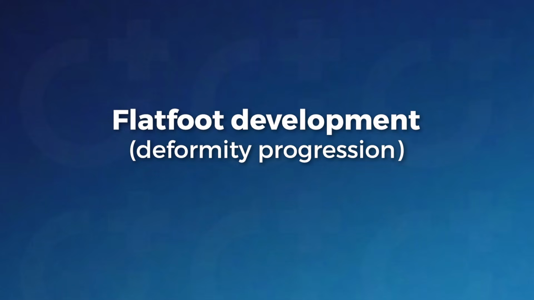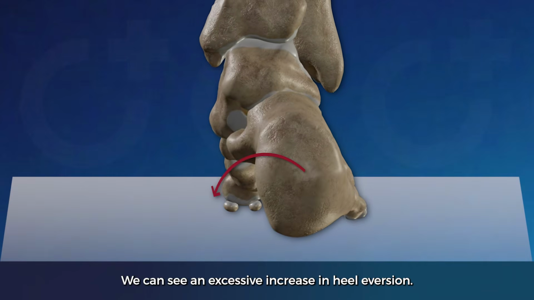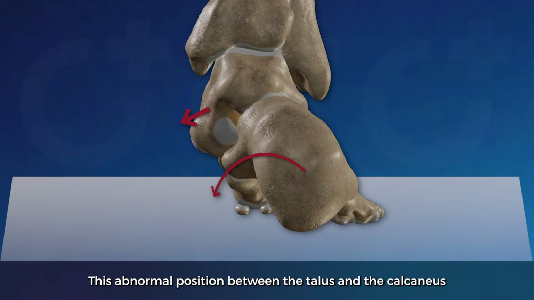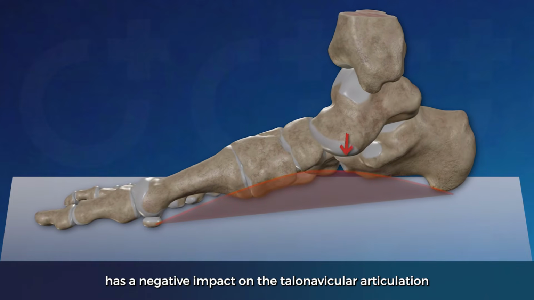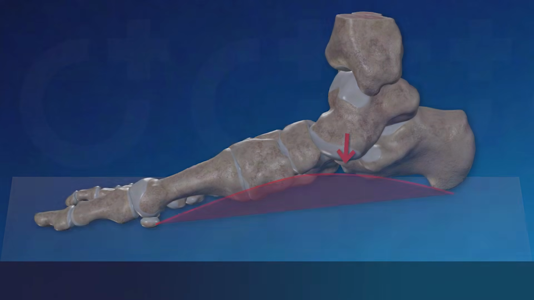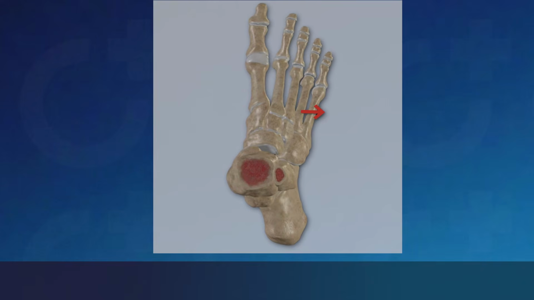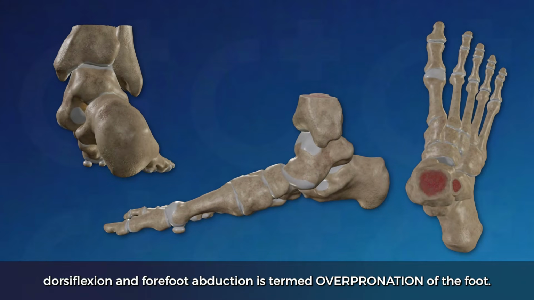Flatfoot development, deformity progression. We can see an excessive increase in heel eversion. It's accompanied by gradual plantar flexion and adduction of the talus. This abnormal position between the talus and the calcaneus has a negative impact on the talonavicular articulation. The arch collapses. The forefoot goes into dorsiflexion in an abducted position. The combination of increased hindfoot valgus, dorsiflexion and forefoot abduction is termed overpronation of the foot.